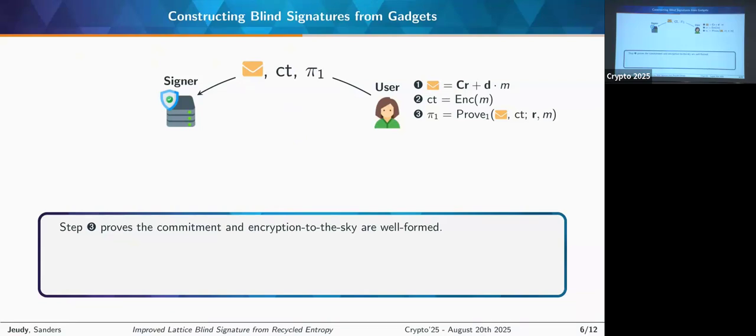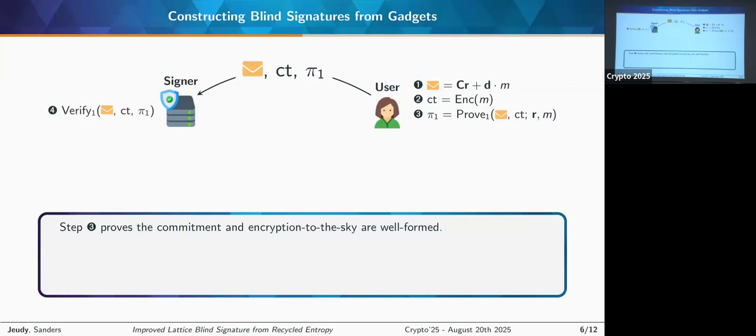And for the security proof, we also need to use a so-called encryption to the sky of the message. The latter is basically a public key encryption of the message where no one knows the decryption key. And this can be enforced by generating the public key using a hash function modeled as a random oracle. After that, we prove in zero knowledge that all of this is well formed, so that the signer does not sign any random garbage. So we basically have a verifiable commitment and verifiable encryption here.